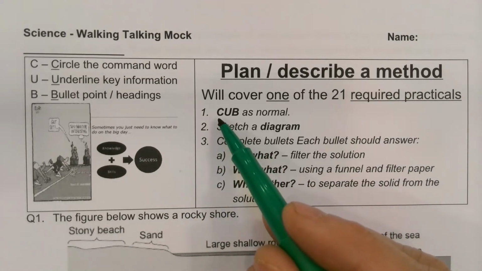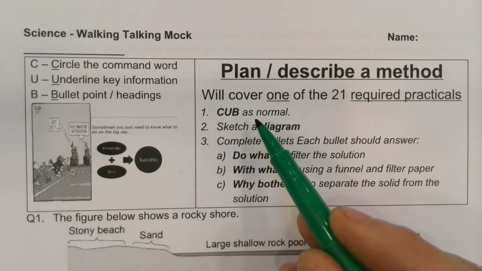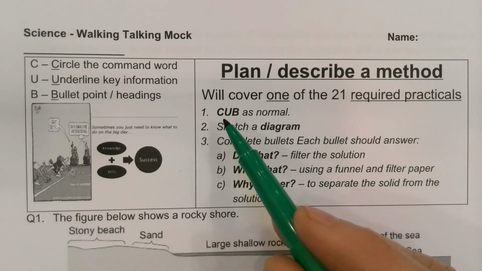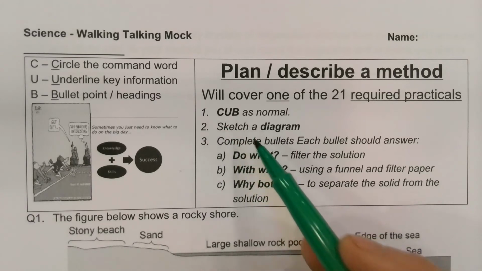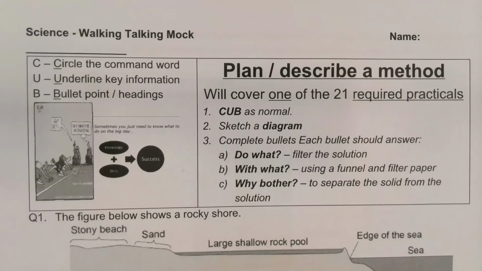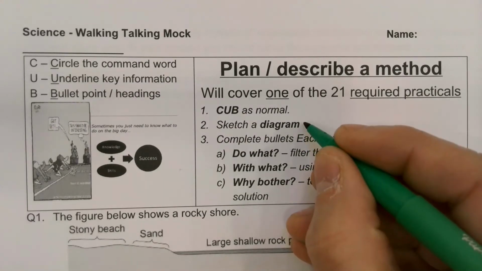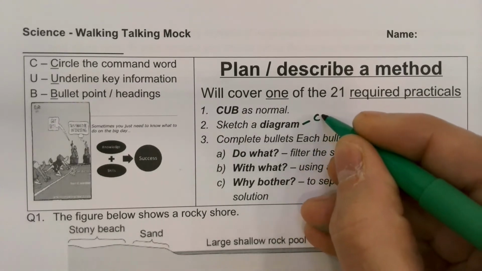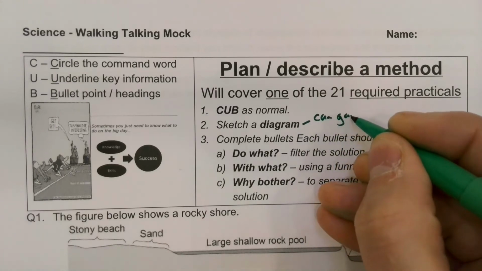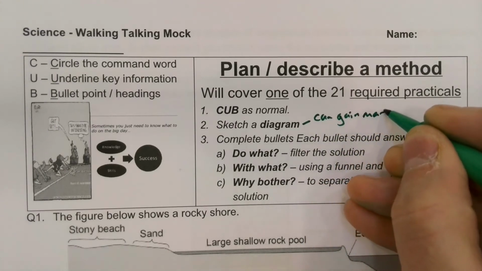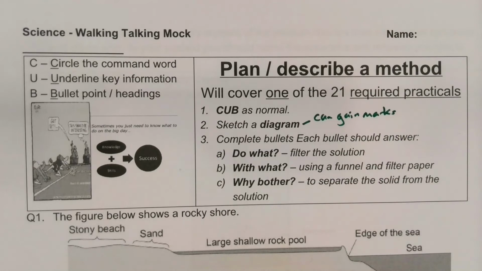When we're answering these questions, we CUBS as normal. So we circle the command word, we underline key points, and we use bullet points. Then it's really useful to sketch a quick diagram. The diagram can actually gain marks, and it also gives you clarity in terms of what you're doing. So you can get marks from a diagram, especially if you label it.